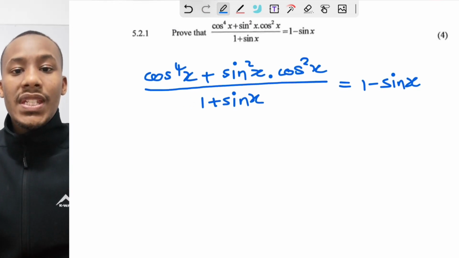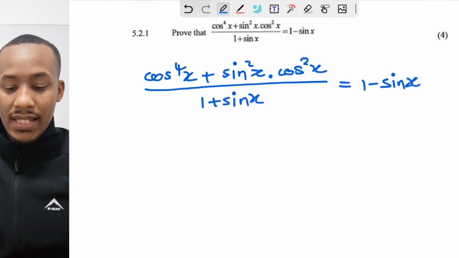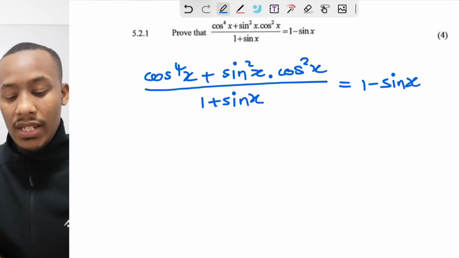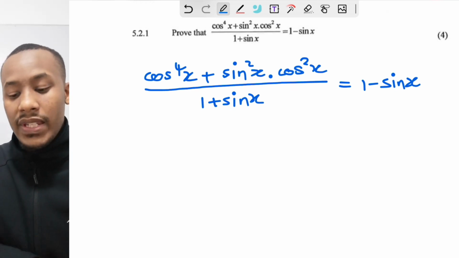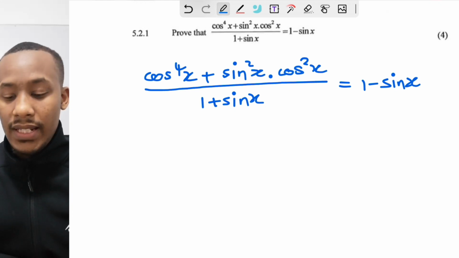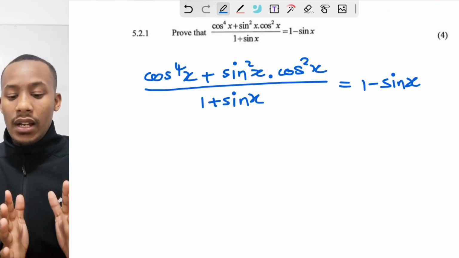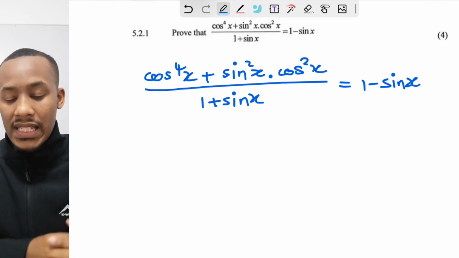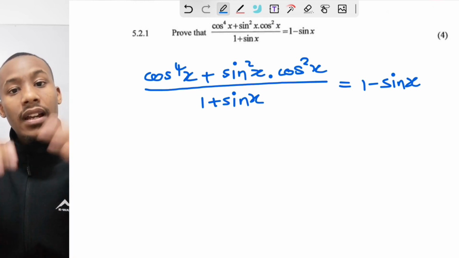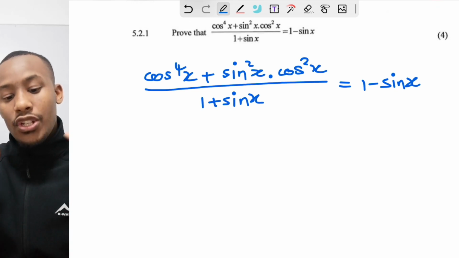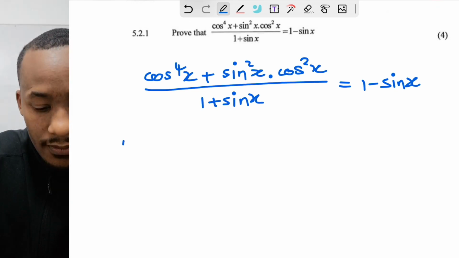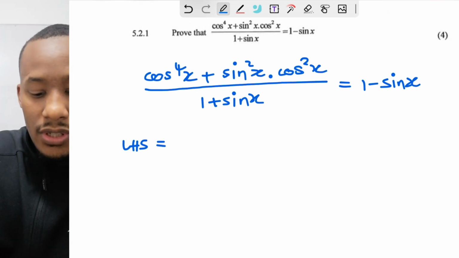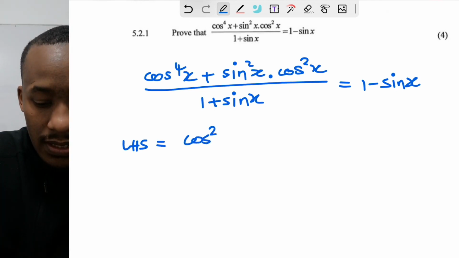Prove that cos to the power of 4x plus sine squared x times cos squared x over 1 plus sine x is equal to 1 minus sine x. This question can easily be solved if we start with our left-hand side and factorize that numerator. There's a common factor on top. The numerator has a common factor of cos squared x.